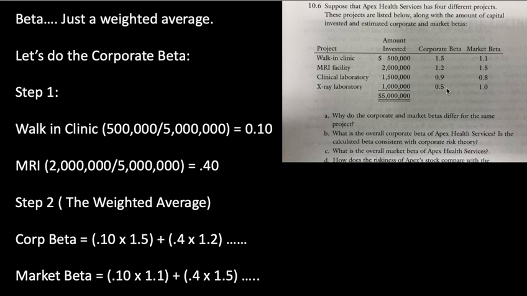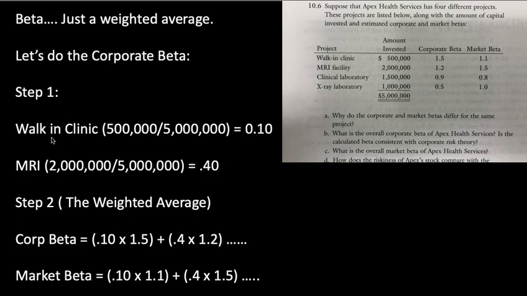Okay, so how do you calculate corporate beta? Well, it's very simple, so don't overthink it, guys. It's just simply a weighted average, like I talked about 7 minutes ago. Weighted average is one of these things that you want to have in your back pocket, that you know how this concept works, because it comes up all over the place in life. All we need to do to find out the corporate and market betas is to find the weighted average.